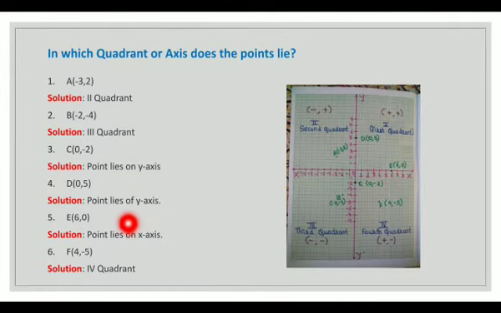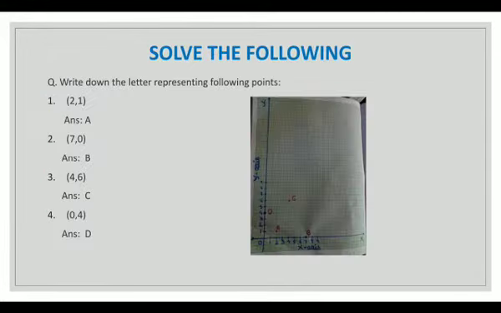Sixth one, F (4, minus 5). So x is positive, so here 4, and y is negative, so down here. So here is the point 4 comma minus 5. So it lies in which quadrant? First, second, third or fourth? The fourth quadrant has x positive and y negative. So it lies in the fourth quadrant.